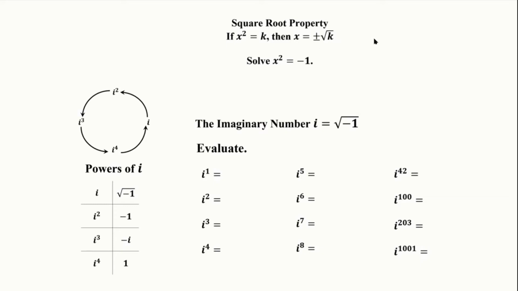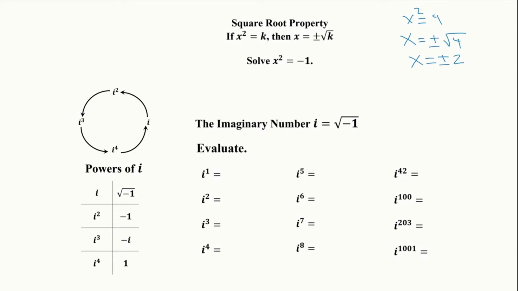Now, this makes sense if you think about it. For example, let's say x squared equals 4, right? The numbers that you can square to get 4, we know are 2 and negative 2, which happen to be positive or negative square root of 4, right? So x equals plus or minus square root of 4, or x equals plus or minus 2.